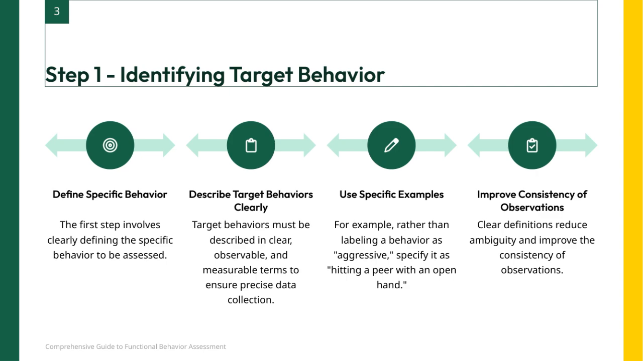For instance, instead of just saying behavior is aggressive, we should be more specific, like hitting a peer with an open hand. By using precise examples like this, we reduce any ambiguity and make it easier for everyone involved to observe and record the behavior consistently. This clarity is key to improving the overall quality of our observations.